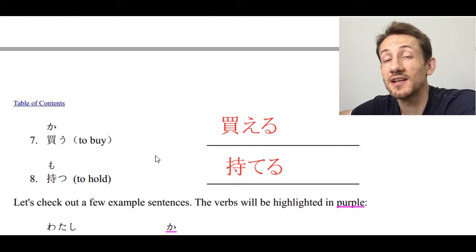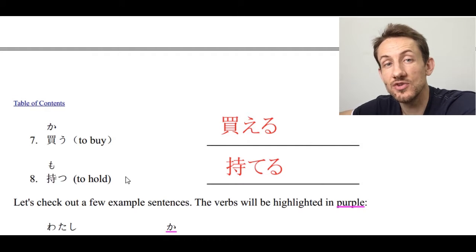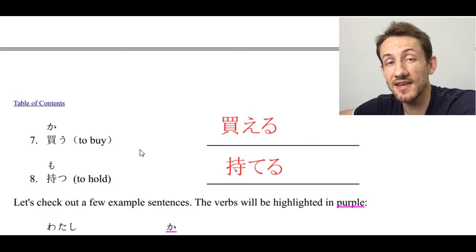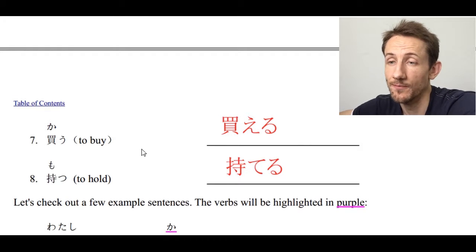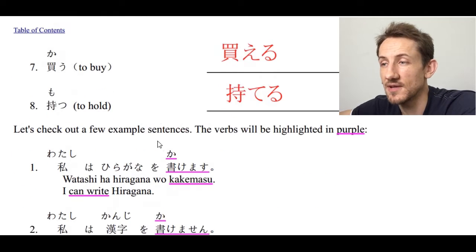Kau becomes kaeru. And motsu, to hold, becomes moteru. And that's it. So if you could answer those with no problem, then you understand how to conjugate any type 1 verb to the potential form. Now, let's check out some example sentences.